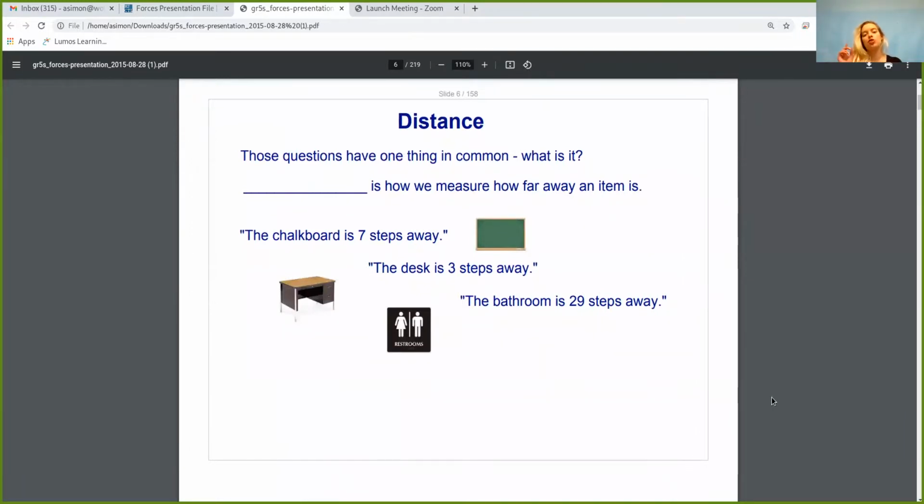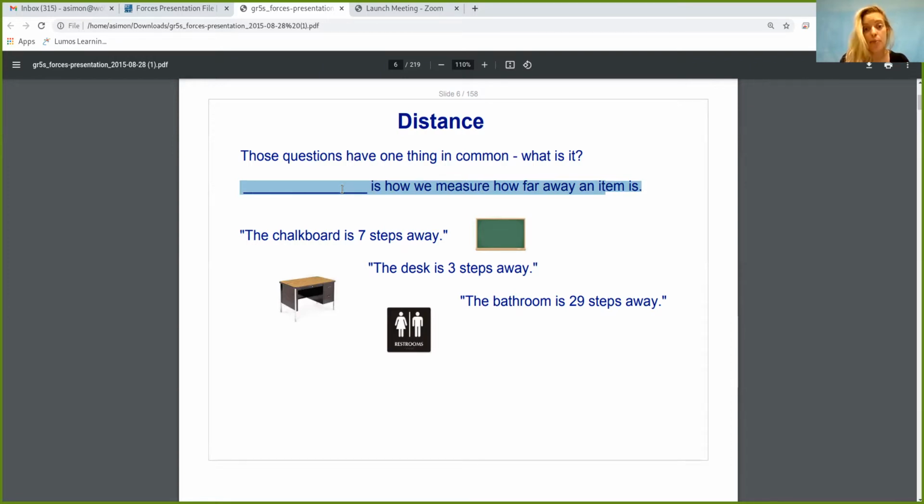So all of those questions: how far away is the teacher's desk? How far does it take to get to the bathroom? Okay, all of those have something in common. Blank is how we measure how far away an item is. So distance is how we measure how far away an item is. Okay, so go ahead, put that down in your notes and add in distance there. Distance is how we measure how far away an item is.